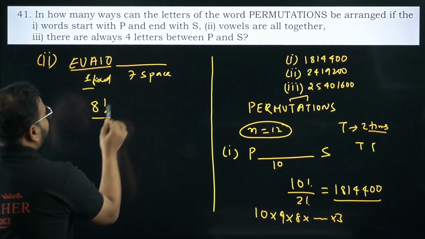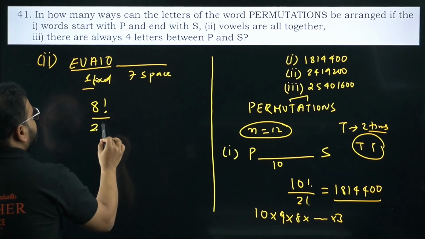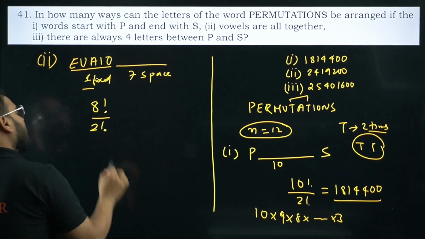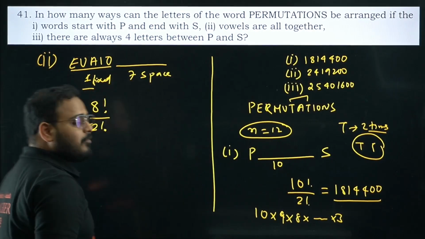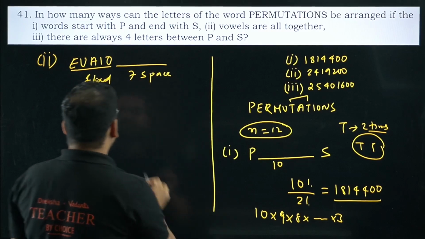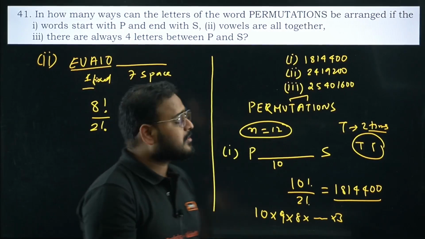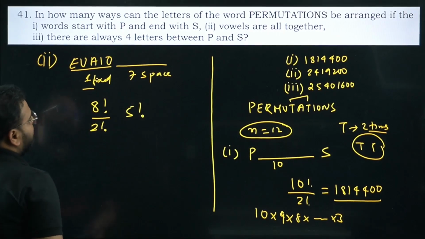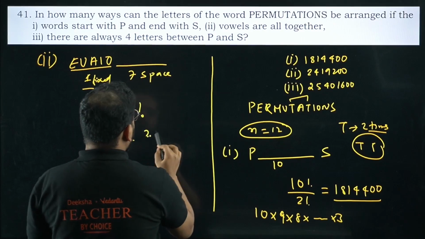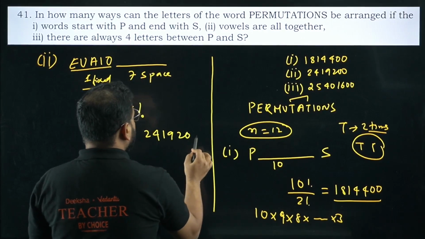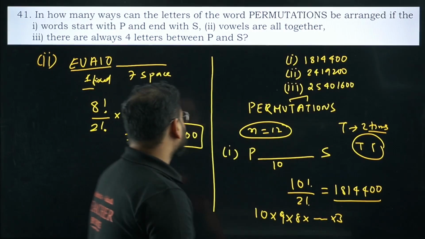Divide by 2 factorial because of the 2 T's we have. Is it over, sir? No. You will also have to arrange these 5 vowels. We can arrange the 5 vowels in 5 factorial ways. So you have 5 factorial over here. Now this will be the product. You're going to get this answer as 2419200. Please check. This is the part 2 answer.